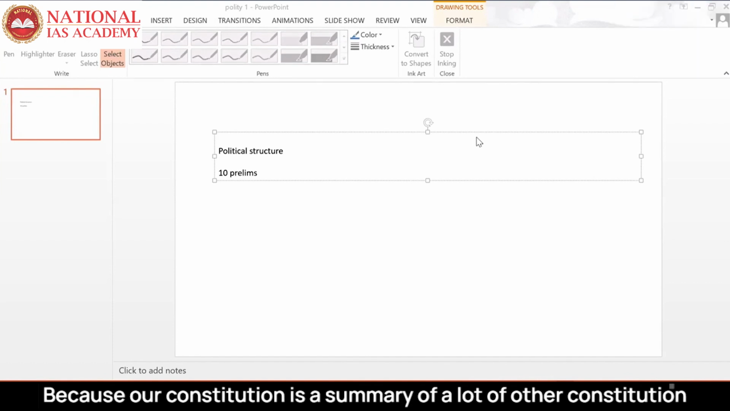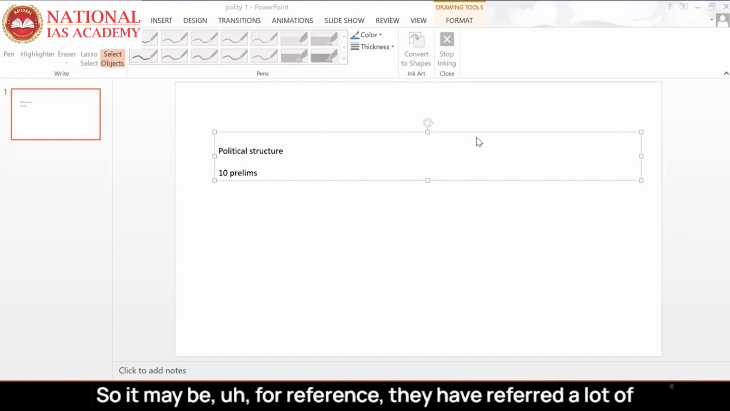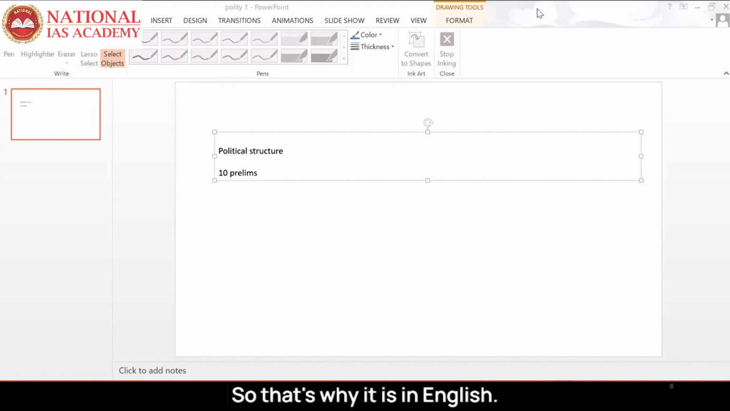Ma'am, because our constitution is summary of a lot of other constitutions, like Britain, Irish, and other constitutions. So it may be for reference. They have referred a lot of constitutions, and all those constitutions are in English. So that's why it is in English.